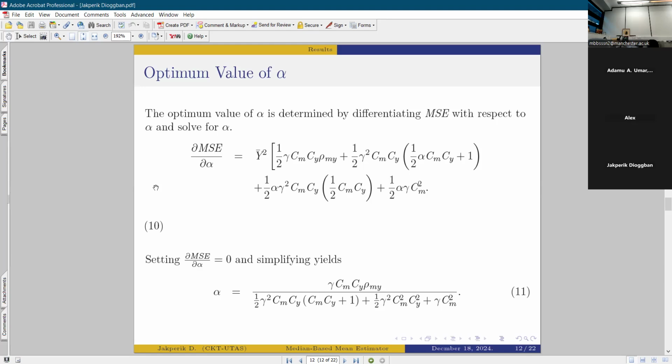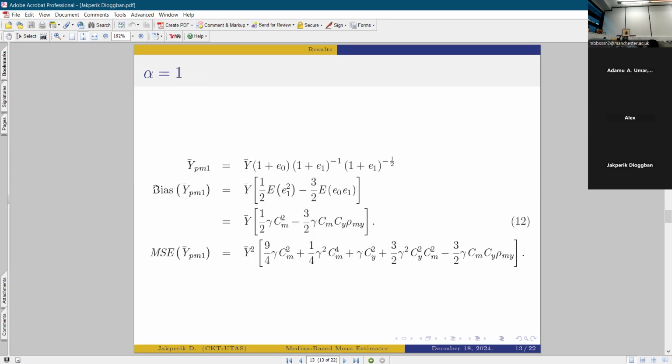So to obtain that, we take the derivative of the mean square error of the proposed estimator with respect to alpha. And this is given in equation 10. If we set the derivative in equation 10 to 0 and simplify, we obtain the optimum value of alpha as in equation 11. Now, empirical checks reveal that the optimum value of alpha hovers around 1 and 2. So it was important to obtain the bias and mean square errors for these specific values of alpha, 1 and 2.